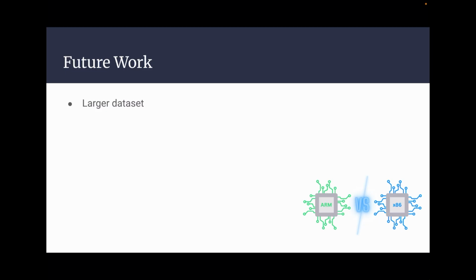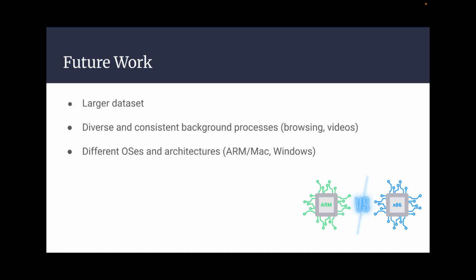Some future work we've outlined: a larger data set, and any kind of classification context is always beneficial. Diverse and consistent background processes, so like we said, browsing, playing videos, anything that might naturally be done, and doing it consistent with the attacks to get that classification model. Different OSs and architectures. Ours was run on Linux. We didn't try Windows and we didn't try ARM architecture. Those are different kernels, different computer instructions fundamentally, so I'd be curious to see how it would work there.